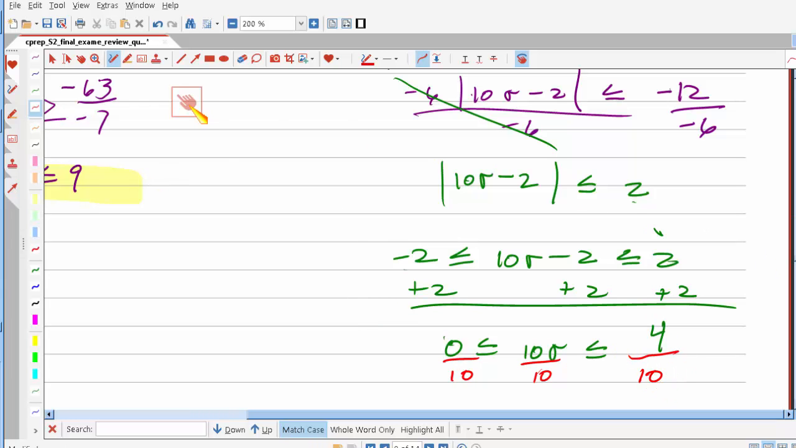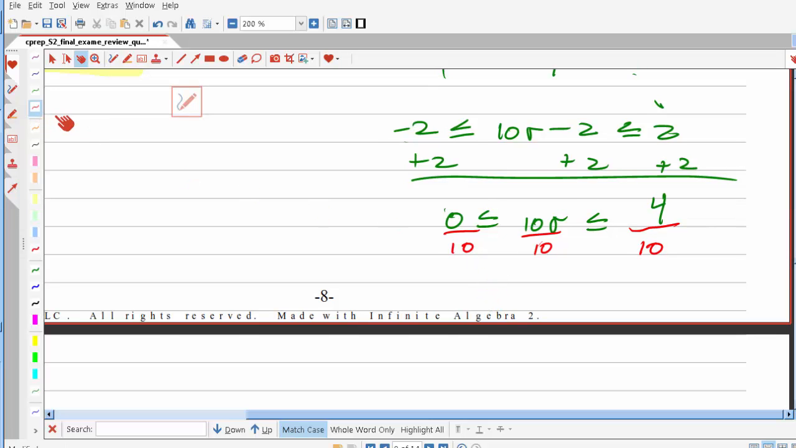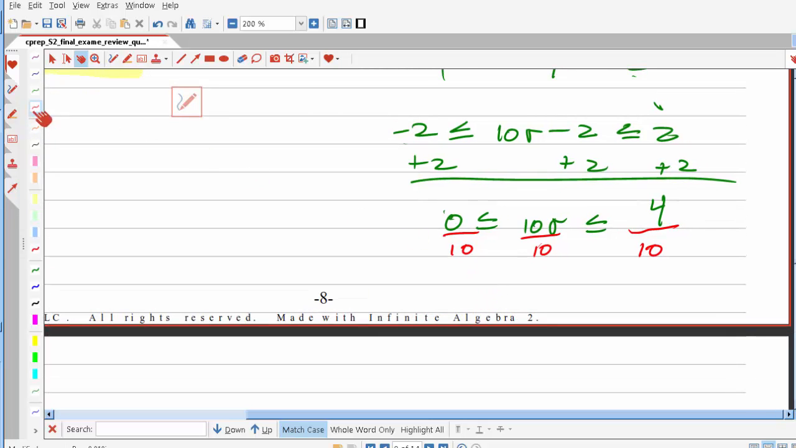And what does that give me? It gives me, I'm in between 0 and, so 0 less than or equal to r less than or equal to 2/5. And that would be that one.